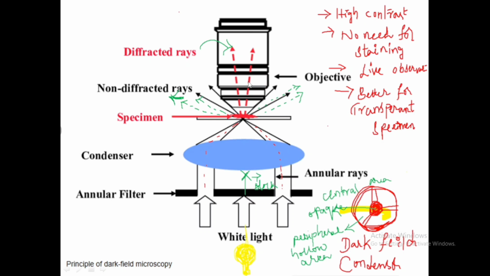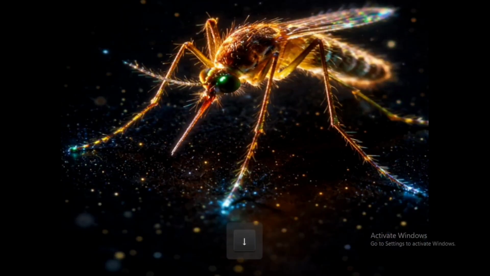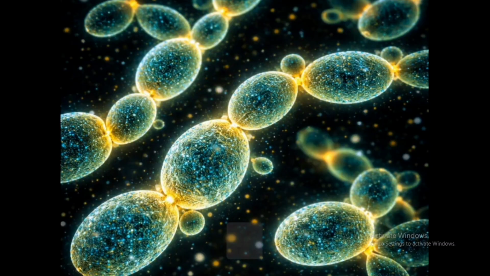Next, we can see some example images. This is how we see an image through the dark field microscope. The background is completely black, and over that we can see different colorful images, like bacteria. These are actually natural colors; they are not stained. Now you can see another image: over the dark background, a mosquito. This color is natural; we do not need to stain in this microscope.